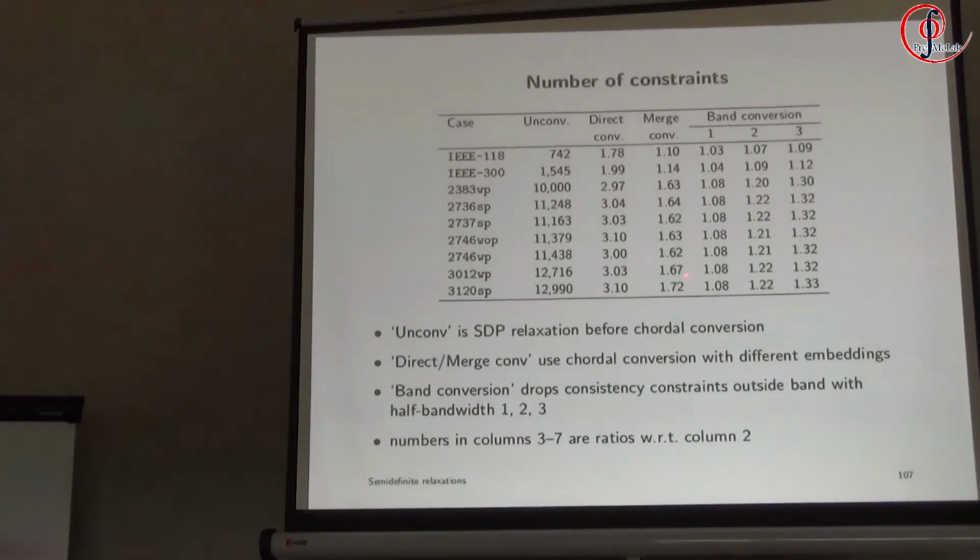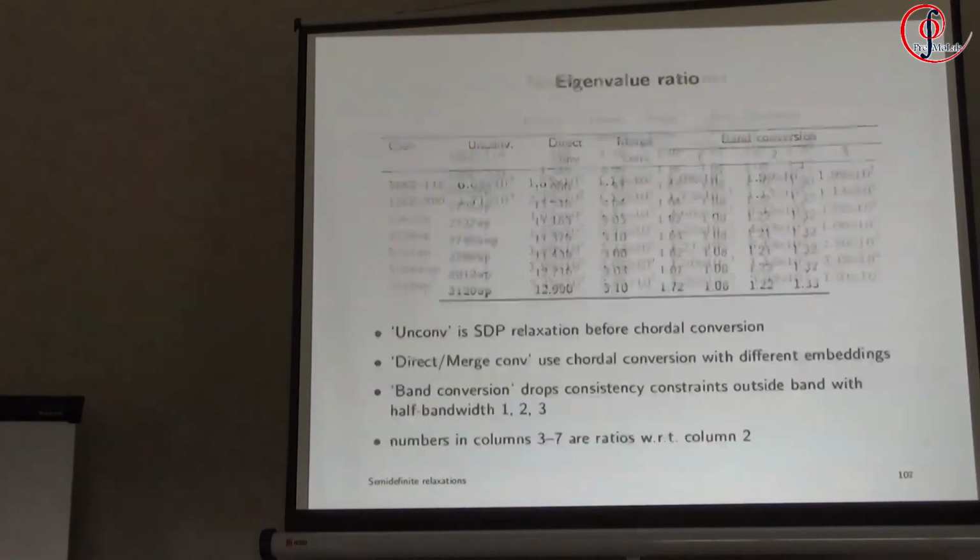This is another conversion where you merge some of these cliques, so you get slightly more efficient. And these are the weaker conversions where, for all these overlap constraints, you only keep a certain band of diagonals of the overlap constraints. And this is the half bandwidth of the constraints you keep. So these are much cheaper, they're almost as small as the original unconverted problem, and they're much easier to solve.